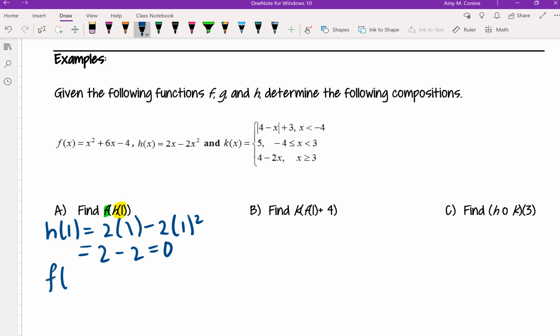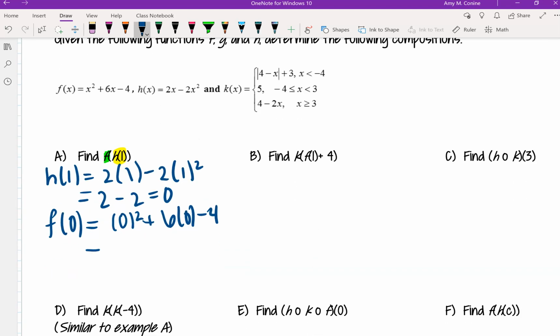Now we're going to take that output and make it f of 0. We're going to plug it into x for the f of x function. So we've got 0 squared plus 6 times 0 minus 4. So then when we simplify, we should get negative 4. So when we have an input of 1 for h, we get an output of 0. When we have an input of 0 for f, we have an output of negative 4. So this would be our answer here.